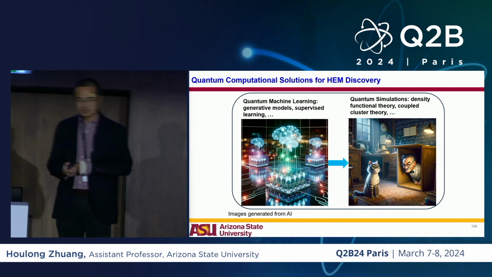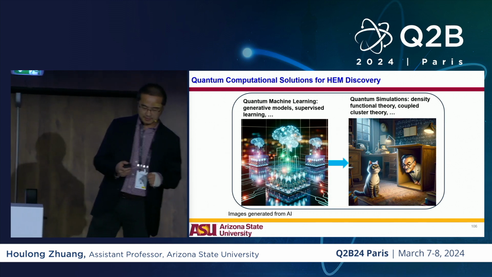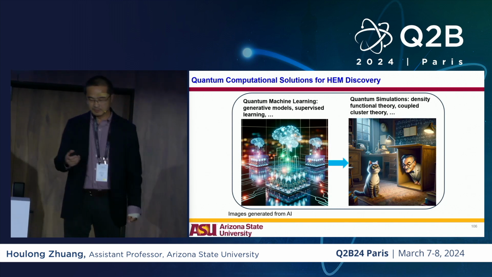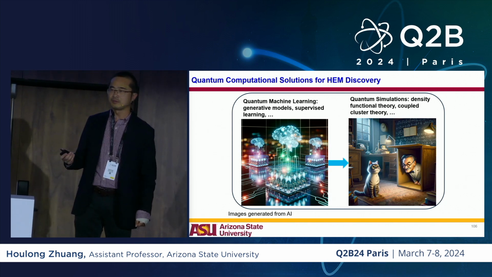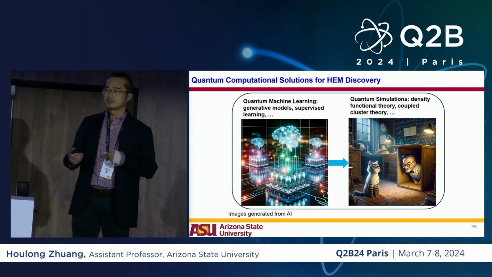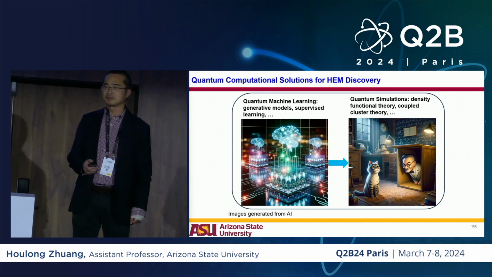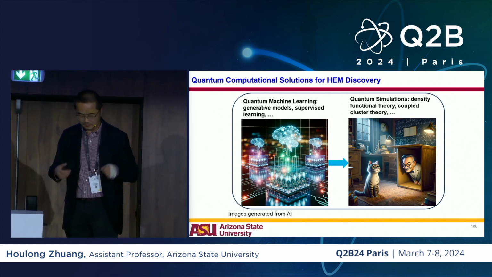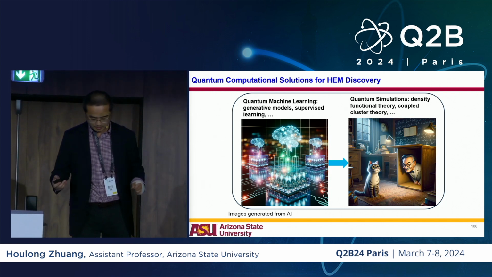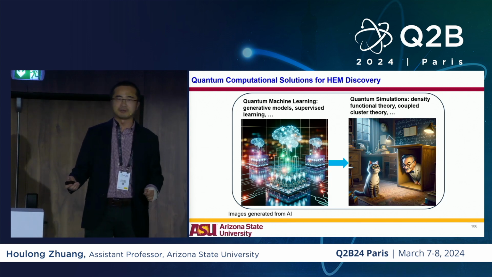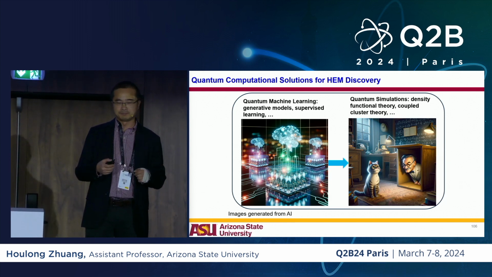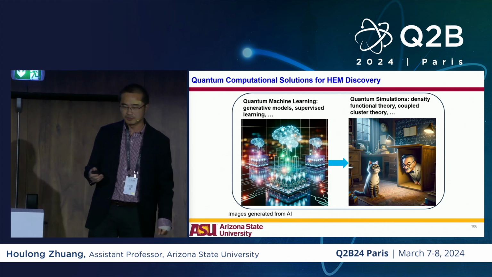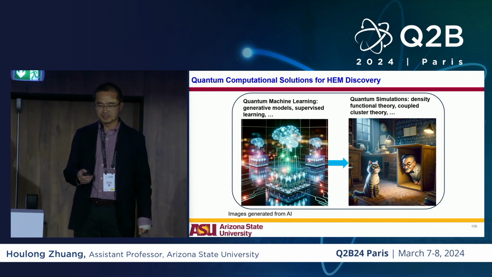What my group is doing now is divided into two themes. On the left-hand side, we are developing quantum counterparts of cutting-edge machine learning algorithms. For example, we try to develop quantum attention mechanisms so that we can identify important elements from the periodic table and form potential materials to help solve those sustainability issues.